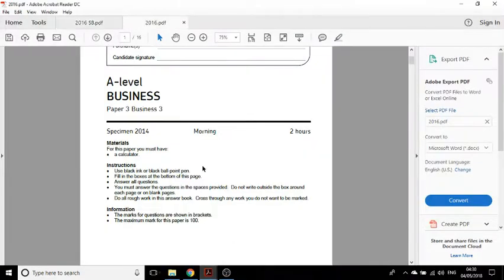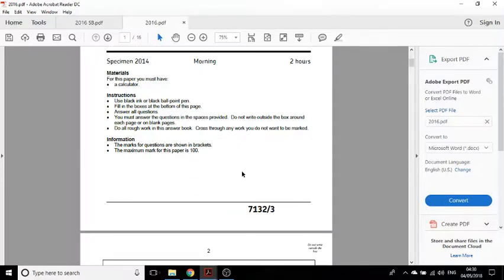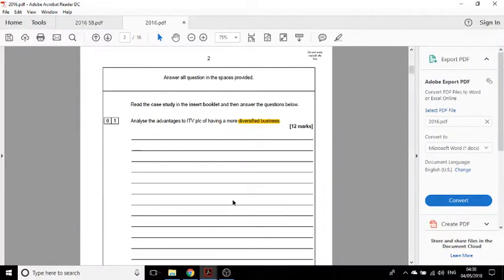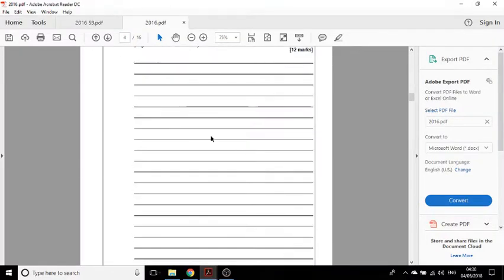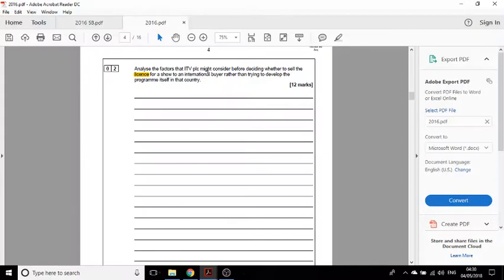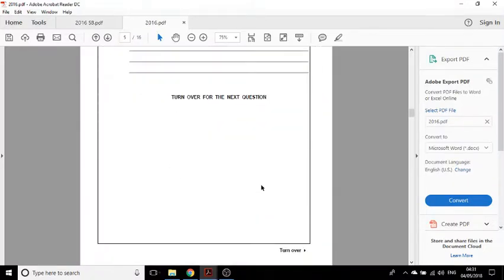But the first thing I would suggest you do before you read the case study is to read the questions. So I would go through, I'd read the questions, and I'd highlight the key term. So I would have a highlighter with me in the exam. So I need to analyse the advantages of ITV having a more diversified business. That's the first question. Then there's a question on the factors ITV might consider before deciding whether or not to sell the license for a show to an international buyer rather than trying to develop the program itself.